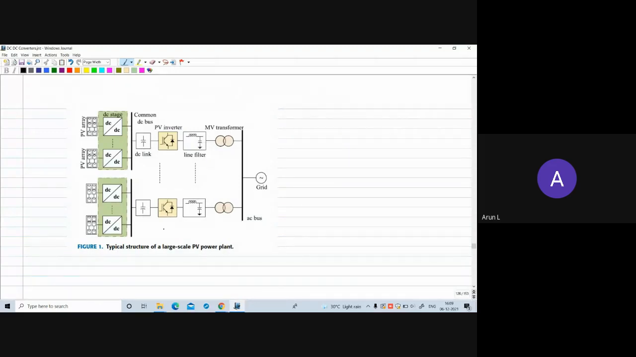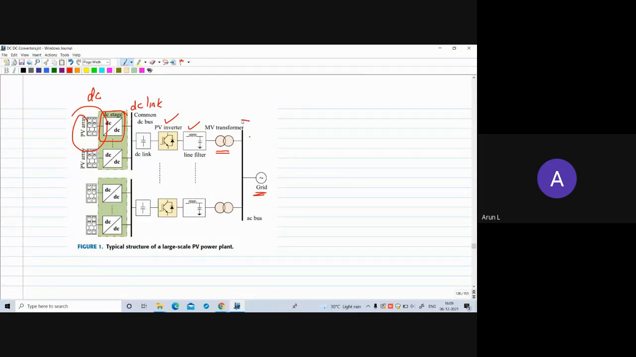Then this is a typical large-scale PV power plant with a conventional power electronic topology, without using a modular multi-level converter. Here, you have a PV array on the input side, which will give you a DC output. Then you have DC to DC conversion, and the DC to DC converter will give you a DC output. So this forms the DC link. There will be some filter capacitor to stabilize the DC voltage, and that DC voltage is fed to a PV inverter, and there will be a filter. And if this voltage is less compared to the grid voltage, there will be a transformer.